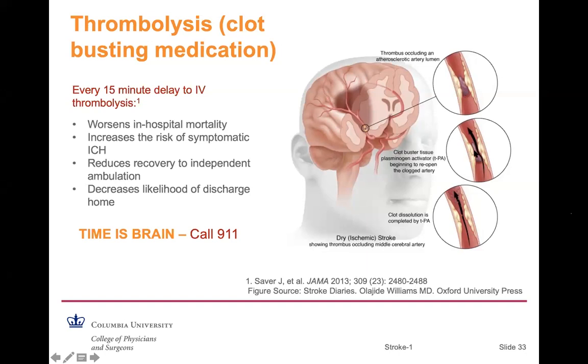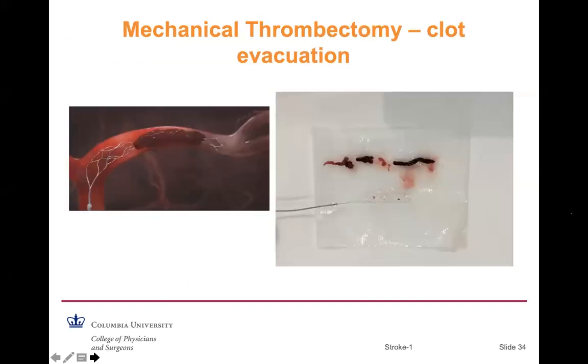In addition to the clot-busting medication, we can also mechanically extract the clot from the body using a catheter that we insert in the artery through the groin. And you can see this special catheter grips hold of the clot and pulls out the clot. This is a patient of mine, and this is a pretty large blood clot that was pulled from his brain.